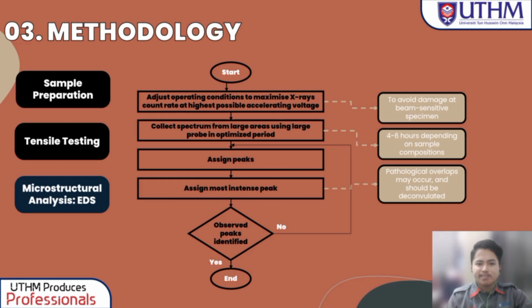Next, collect the spectrum from a large area using a large probe in an optimized period, which is 4 to 6 hours depending on sample composition. Next step is to assign peaks, and then assign the most intense peak. During this step, pathological overlaps may occur and should be deconvoluted. Repeat these two steps until the observed peaks are identified, and then the data can be analyzed.